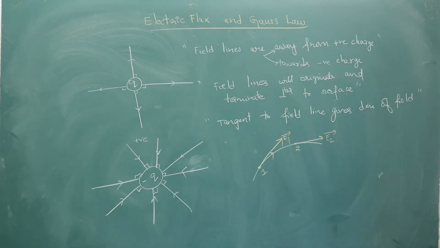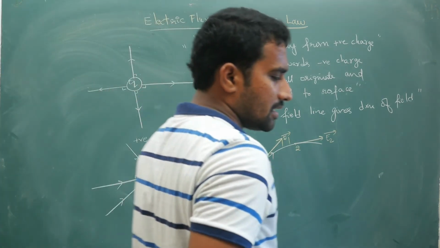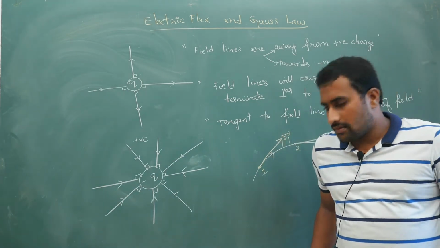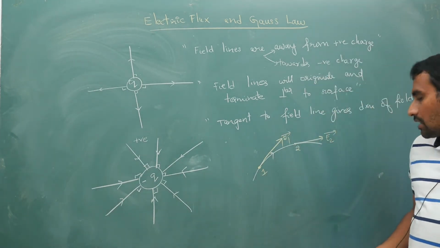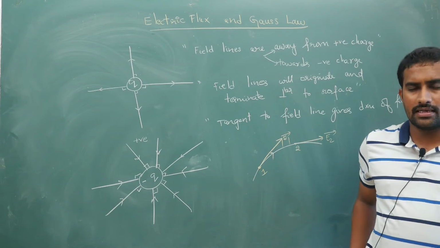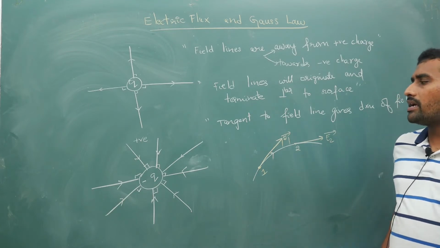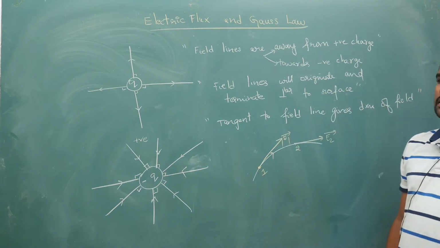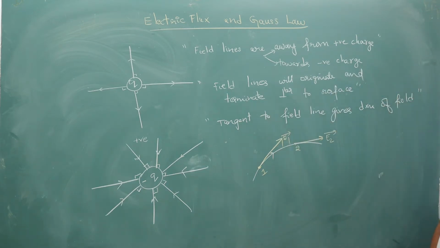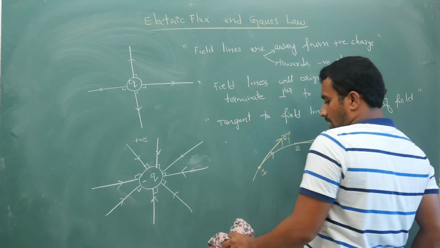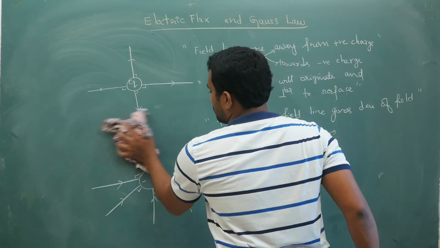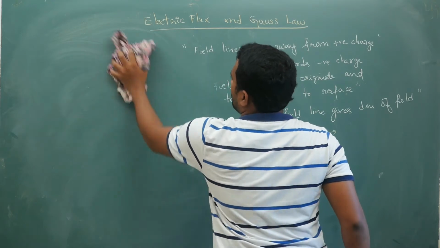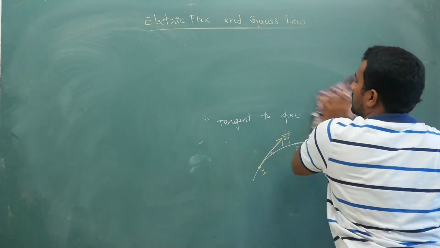Now to say flux is present in a region, what you need is field lines. That is why I am talking of field lines first. To have flux you must have field. Without field there is no flux. So I am erasing this part, but keep these points in mind.